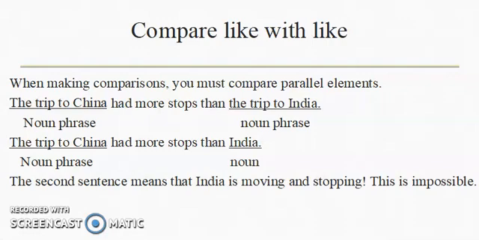This next one, however, is not a comparison. The trip to China had more stops than India. Here you're trying to compare a noun phrase with a noun, which in this case is the name of a country. The second sentence means that India is moving around and stopping and then moving off somewhere else, and this, of course, is quite impossible. Make sure you compare like with like, otherwise you could end up with a very bad metaphor.